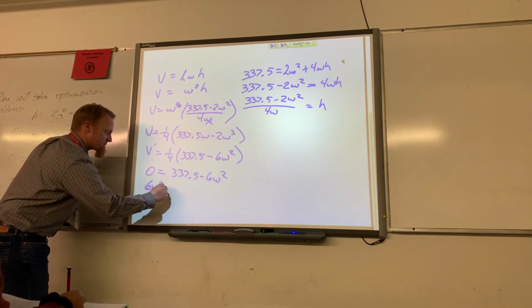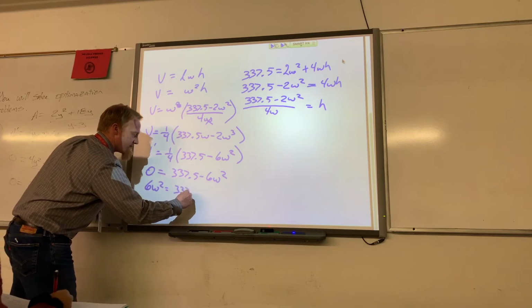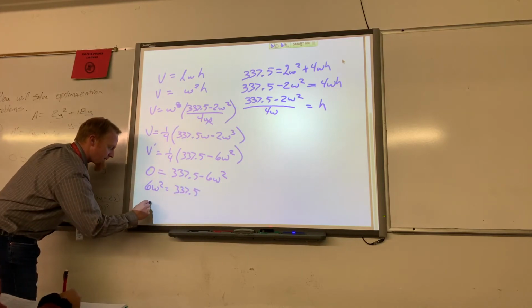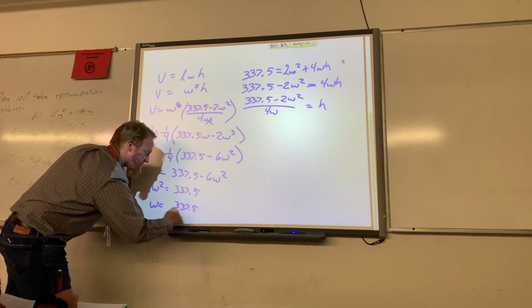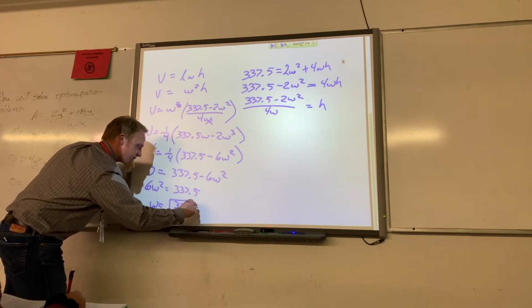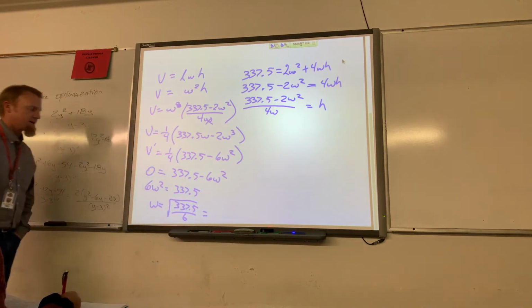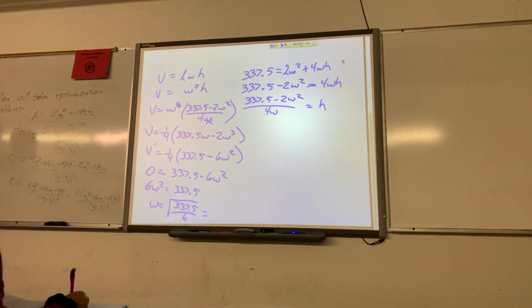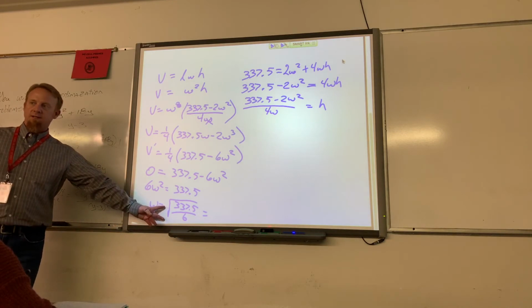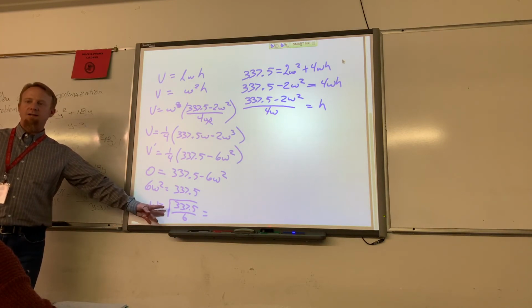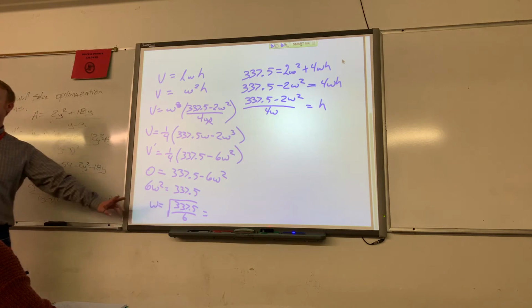So 6w squared equals 337.5. I'm going to divide by 6 and then take the square root. Hunter, knock that out for me. Technically, when I'm taking the square root, what should I be doing here? Plus and minus, but the minus doesn't fit in the domain, so I don't need to worry about it.